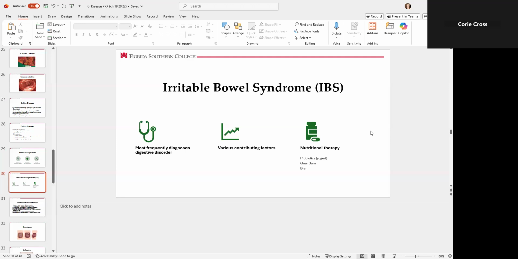Probiotics such as yogurt have been shown to improve symptoms of IBS by improving the intestinal flora. Additionally, there's evidence that guar gum, which is a soluble, non-gelling fiber that acts as a prebiotic to increase that good gut flora, when used daily, can reduce symptoms and overall improve the quality of life. Bran is also beneficial in improving symptoms, but patients who used it preferred the guar gum.